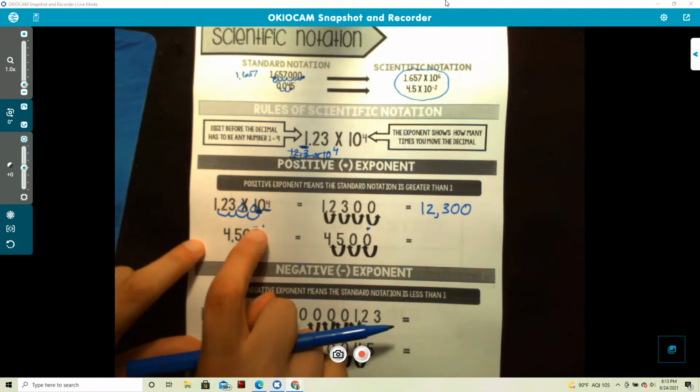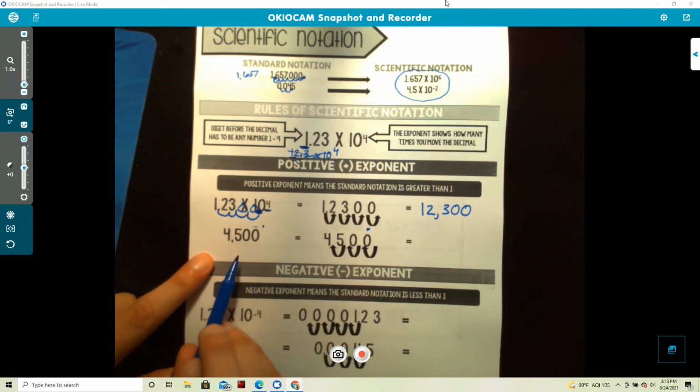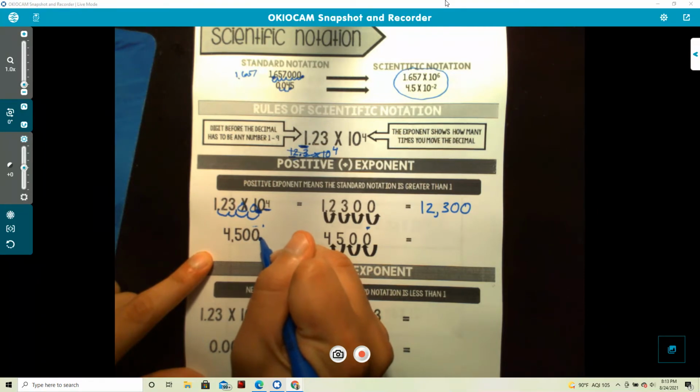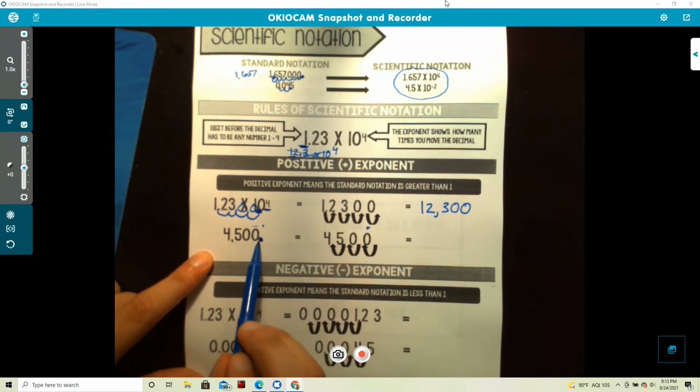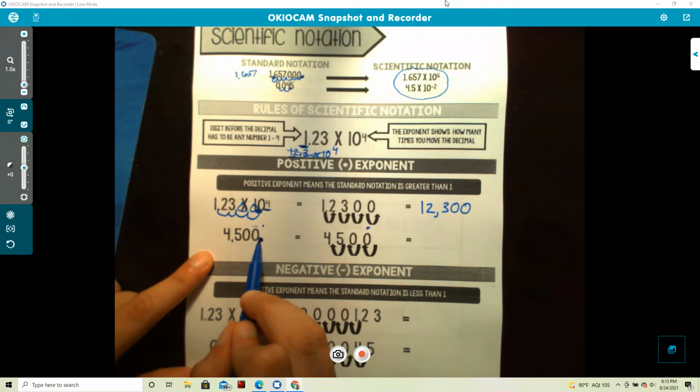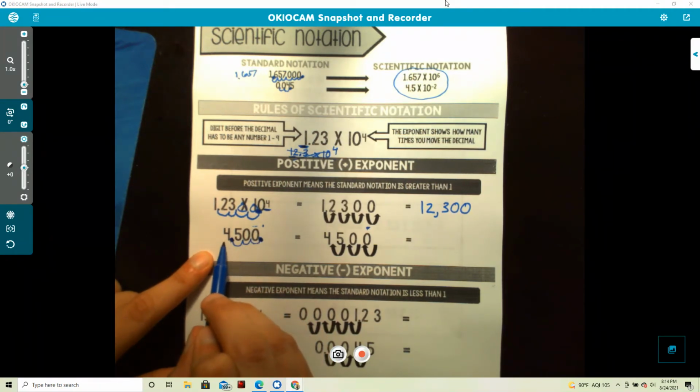So scientific, standard. All right, so they want us to put it into scientific notation. So we're going to add a decimal to our whole number. Remember, we want there to only be one number before the decimal. So we're going to move it 1, 2, 3. So our 4 is our only number. That's good. That's what we want.